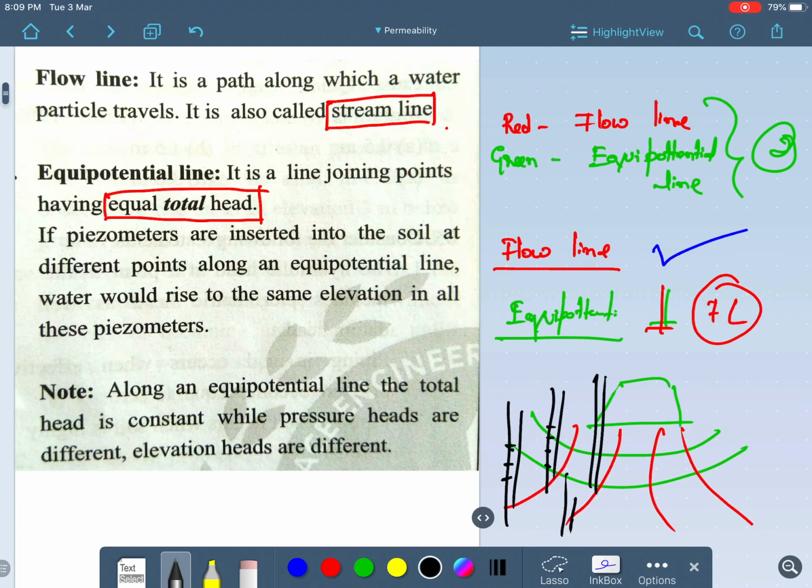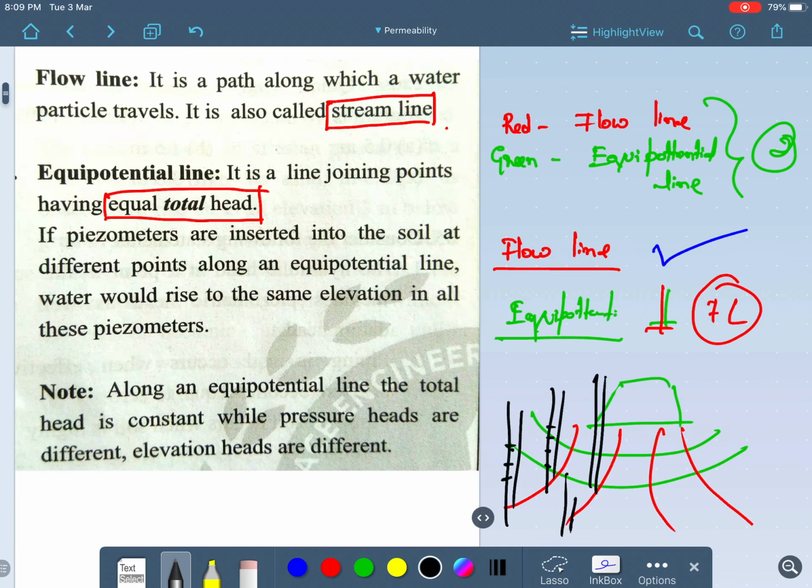See, the same thing that I had explained is told here. If the piezometers are inserted into the soil at different points along the equipotential line, water would rise to the same elevation in all those piezometers. If you are placing the piezometers on the same equipotential line, you are going to see the same head in that particular equipotential line.